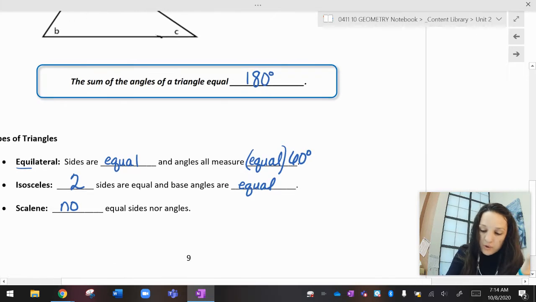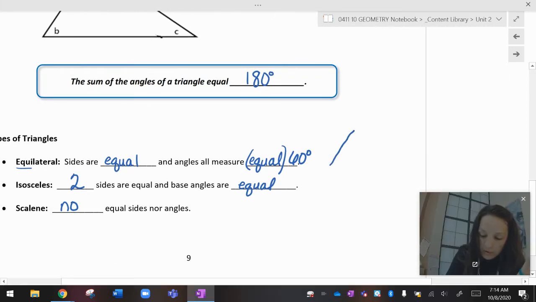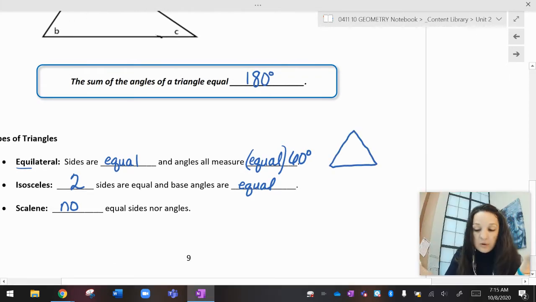So let's draw some pictures here. An equilateral triangle is something that looks like this. Wow, that's really wiggly. These sides are all equal, and all of these angles are 60 degrees.